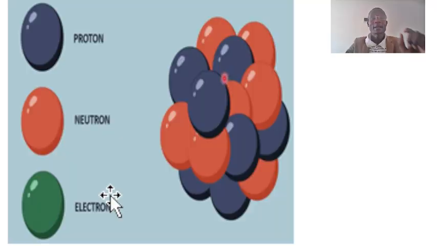The protons determine the type of an element. The proton number gives us the element number, and it also plays a vital part when it comes to nuclear reactions.